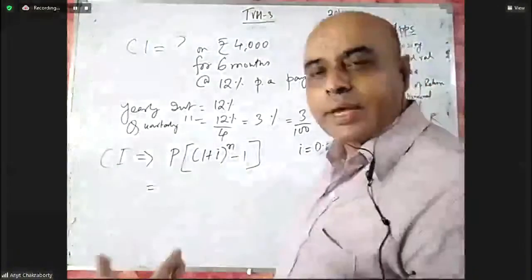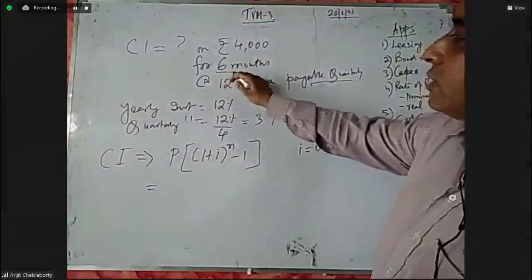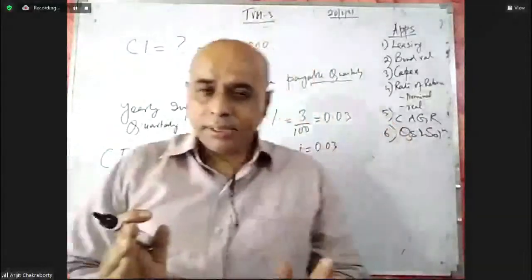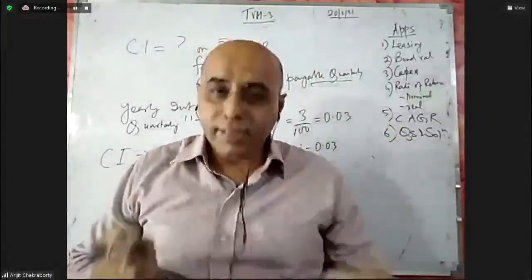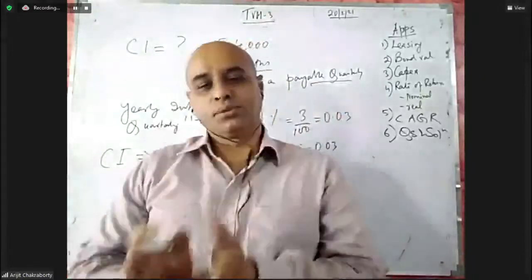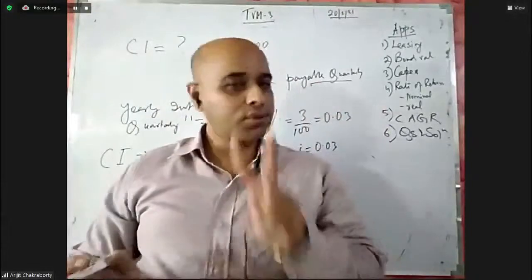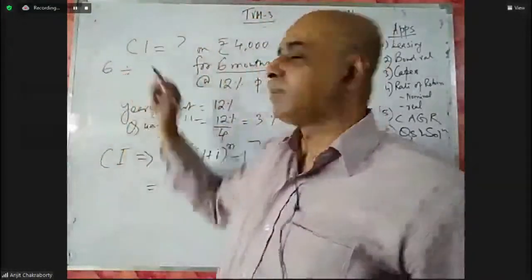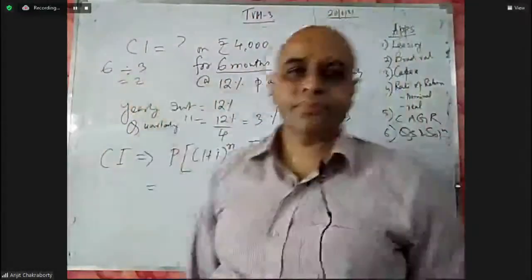What is n? n is the number of conversion periods. It is given that I have to find the interest for 6 months. So the compounding is done in 3 months, and I have to find the interest for 6 months. So n is how much? n is 2. 1 quarter, 2 quarters. First quarter interest is compounded, and then second quarter. So we have n equal to 2, right? Because 6 months divided by 1 quarter, which is 3 months, that is 2.